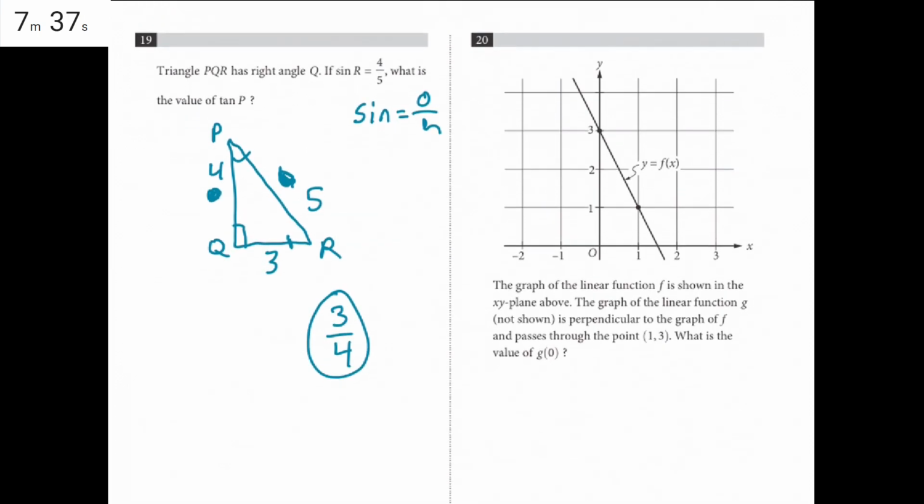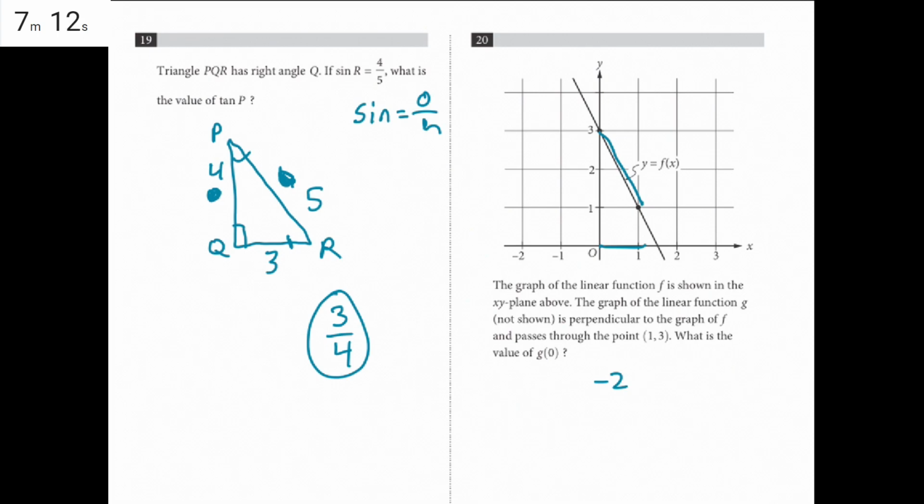20. The graph of the linear function f is shown in the xy plane above. The graph of the linear function g, not shown, is perpendicular to the graph of f and passes through the point 1, 3. What is the value of g of 0? So let's figure out the slope of this line. As x increases by 1, y decreases by 2. So that's going to have a slope of minus 2.